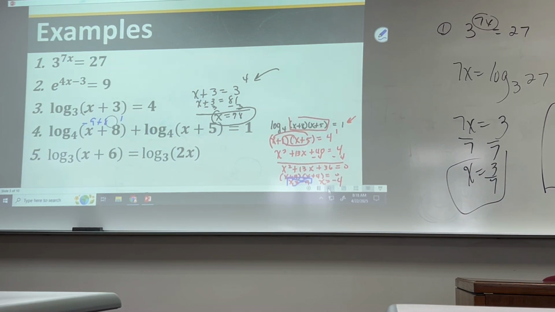Is the negative 4 going to be okay? It's okay as long as it gives you a positive number when you plug it into the argument. Negative 4 plus 8 is 4, that's fine. Negative 4 plus 5 is 1, that's fine. So your only solution then is the negative 4. So make yourself a note, you have to check the solutions to log equations. Sometimes you get what's called an extraneous solution.